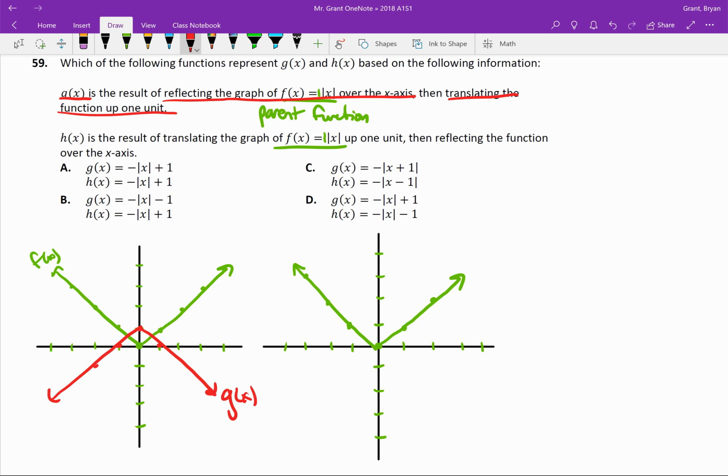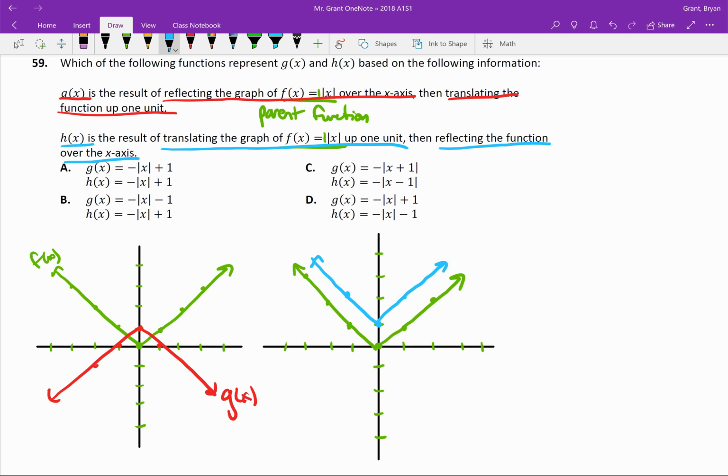Okay. Then we have h of x. So h of x I'll do in blue. H of x is the result of translating the graph up 1 unit. So the first thing I need to do is bring this green graph up 1 unit. It's going to look something like this.